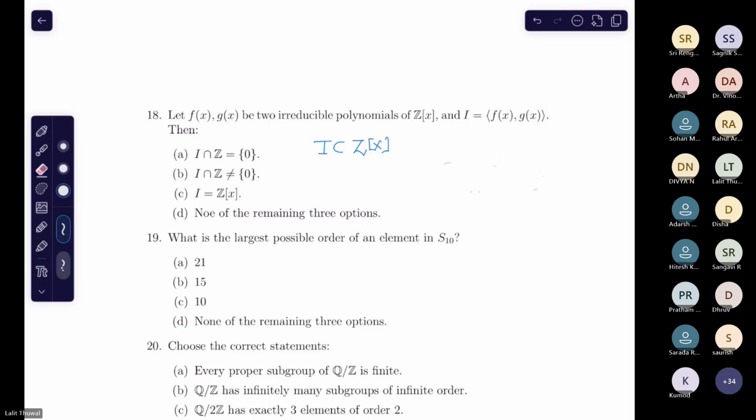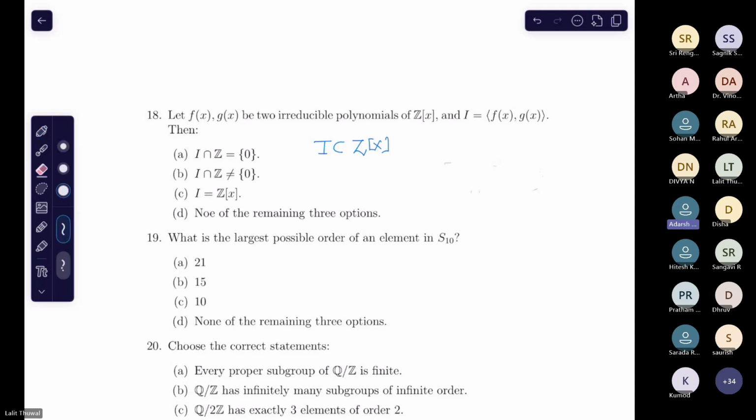Sir, f(x) and g(x) are two irreducible polynomials of Z[x]. So it means f(x) is a polynomial with integral coefficients, and g(x) also is a polynomial with integral coefficients. And I is the ideal generated by f(x) and g(x). So what is your answer first? Tell me the answer. Sir, B.